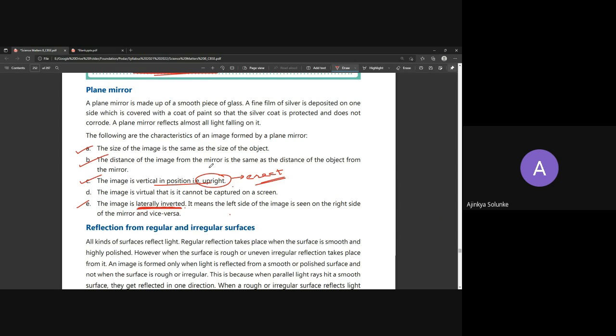Okay, so let us just revise this, because that is what is important. First question: our image size in a plane mirror, is it large, same, or small? Same. Is our image virtual or real? Virtual. Obviously virtual. Is our image erect or inverted? Erect. It's not upside down, it's erect.